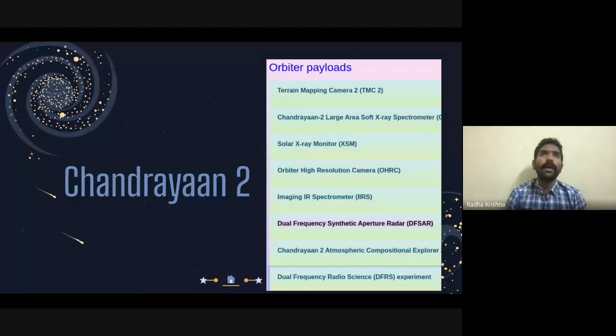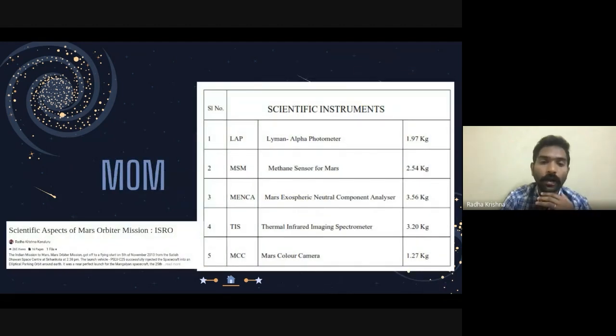And most of the time in planetary probes, the instruments are in this sort of way only, right? Even for, let's say, the Mars Orbiter Mission, you have a methane sensor for Mars. It is also observing the planet for certain dips where methane is present. MENCA is the neutral component analyzer. This is also a mass spectrometer that we discussed in the starting.